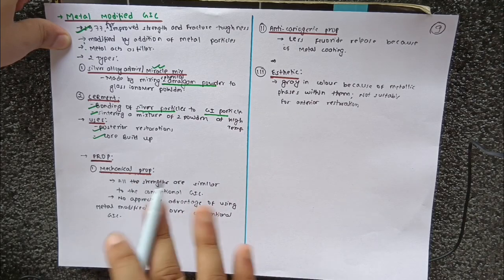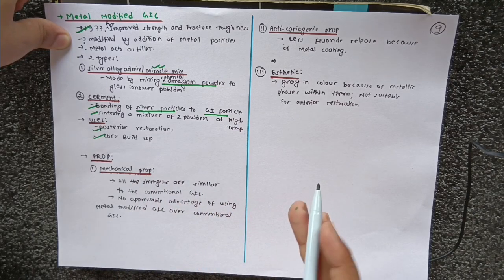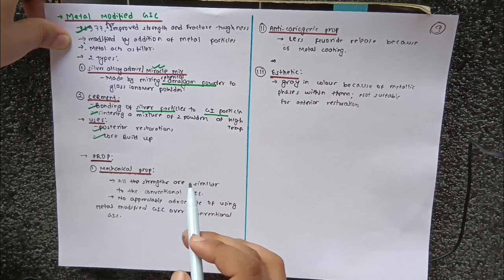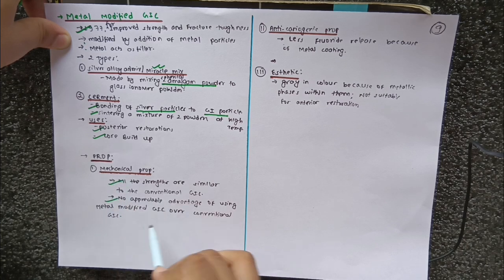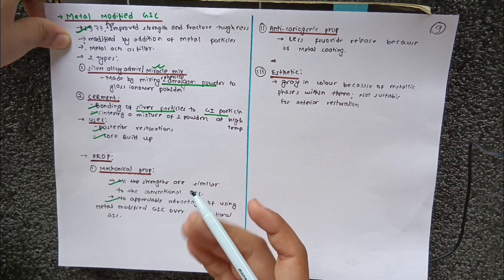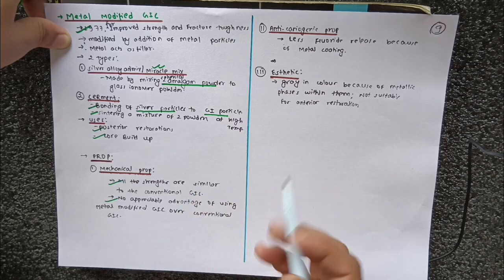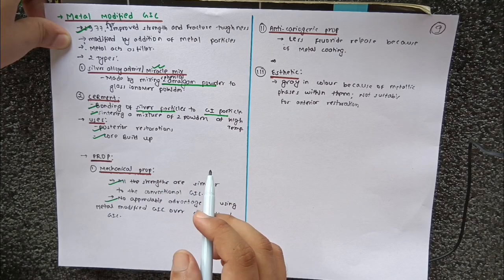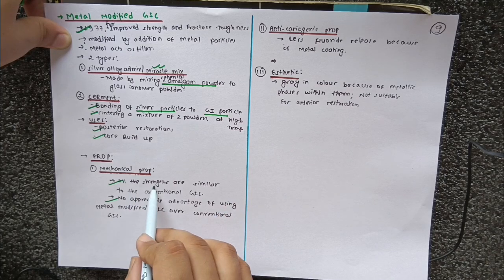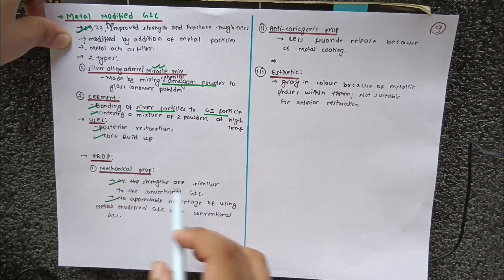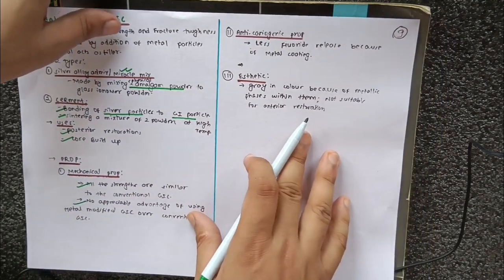There is no appreciable advantage of using the metal modified GIC over the conventional GIC. There was no appreciable advantage as we added the metal to the conventional GIC. We thought that the strength would increase, but it was not so. All the strengths of this metal modified GIC were similar to those of the conventional GIC.